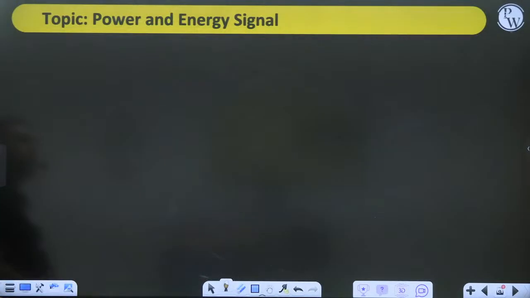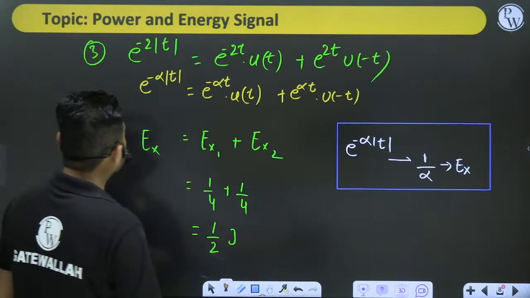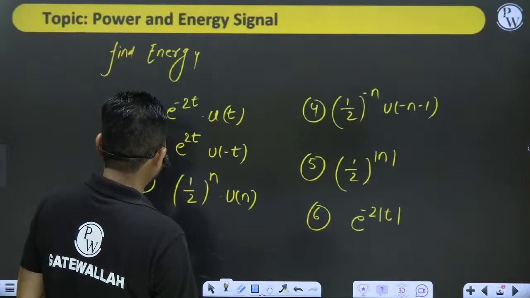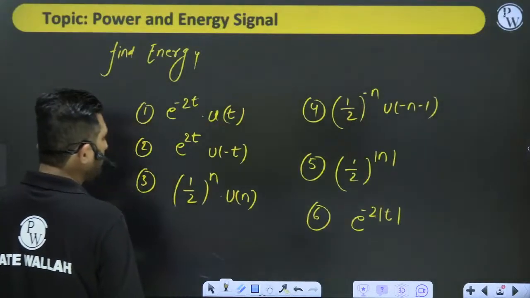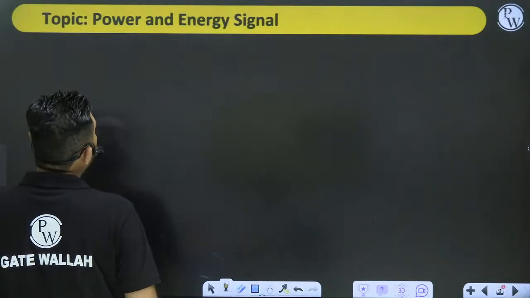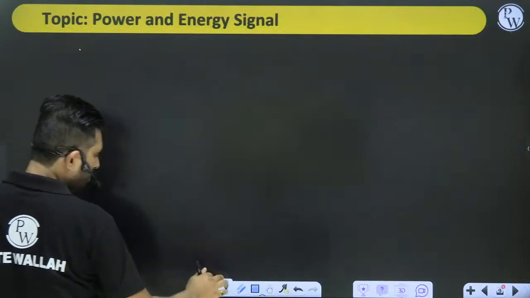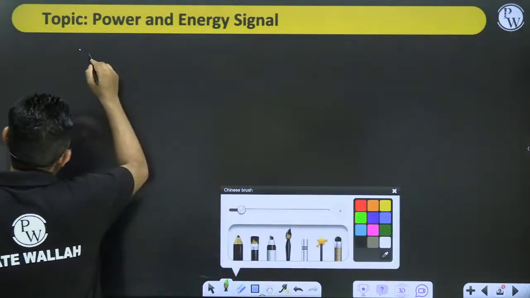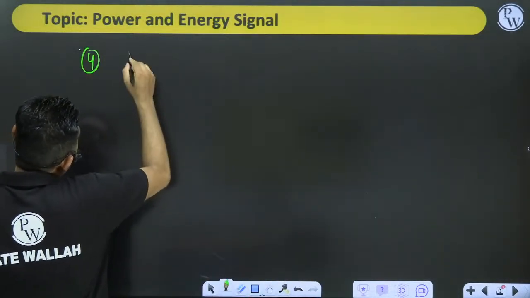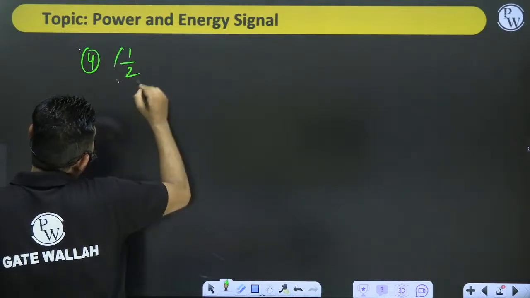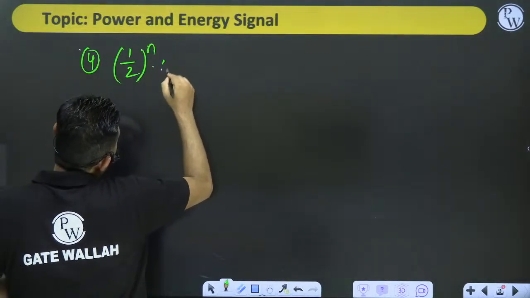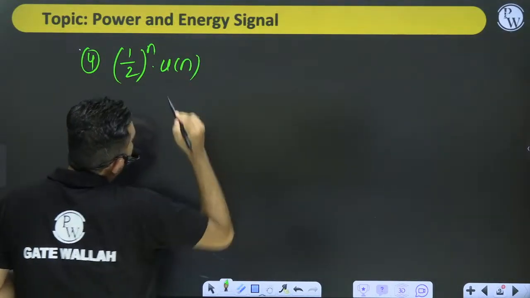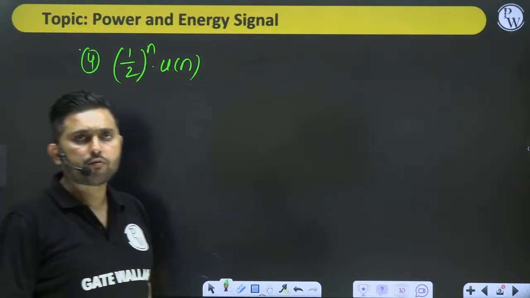Let's take now a discrete function. What was the discrete example? Discrete was this one. See, 1 by 2 to the power n, un. So x of n is 1 by 2 to the power n times un. Let's find out the energy of this function.